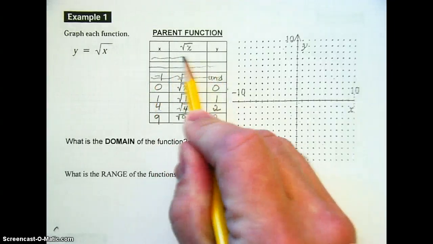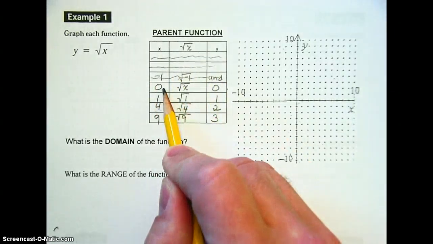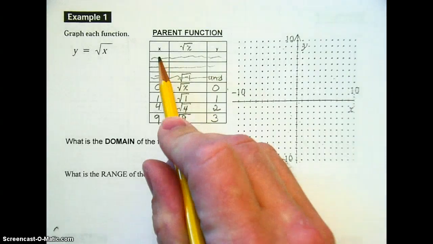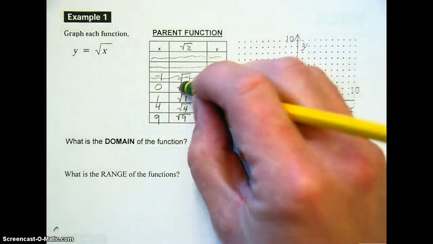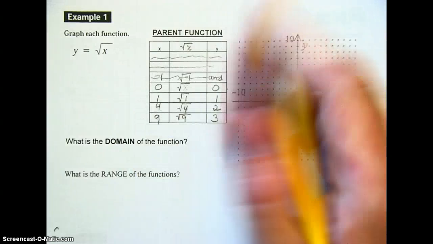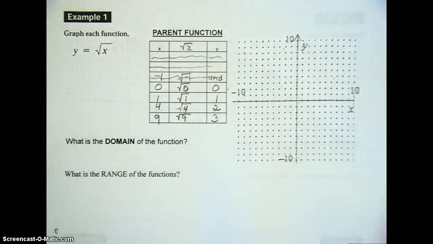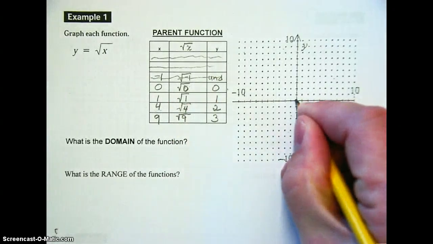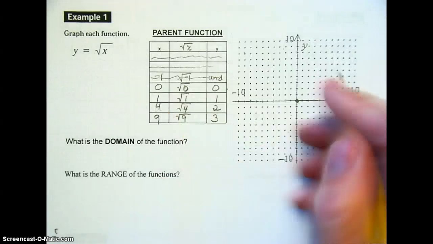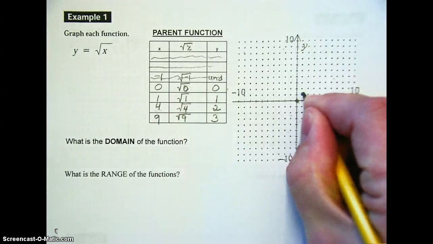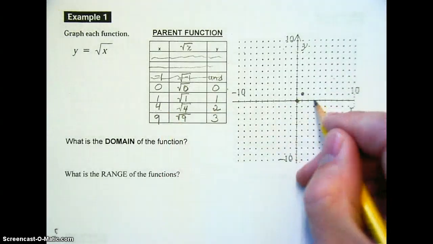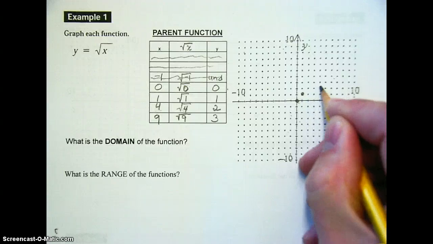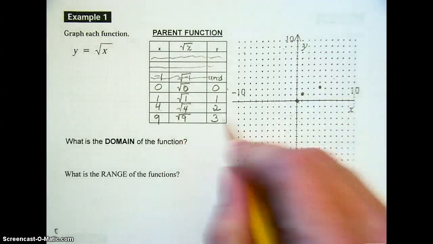So did we have to skip all the way down to here? No, we could have probably started our table there, make our 0. Okay, that's okay. And so if we graph it, let's go ahead and graph it. We have 0, 0. We have 1, 1. We have 4, 2. And we have 9, 3.